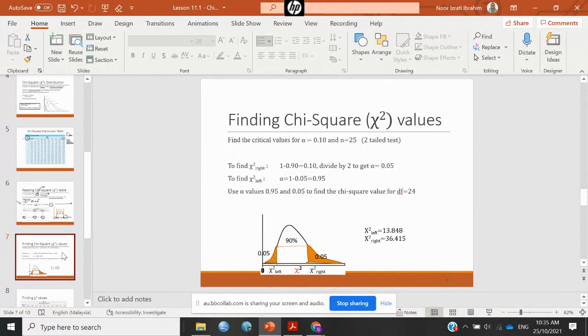Let's say we want to find the CV when alpha is 0.10 and n equals 25, and this is a two tail test. So when you have a two tail test, the rejection region will be on the left and on the right. So on the right, it will be 0.05, on the left 0.05. So the total shaded region equals the significance level 0.10. 0.05 plus 0.05 is 0.10. So to find the CV means to find the point that separates the rejection region and non-rejection region. So we want to find this, let's say chi-square left and chi-square right, we call it.